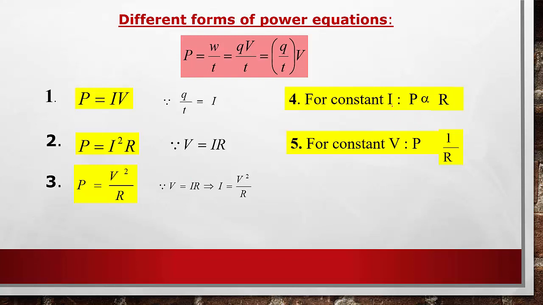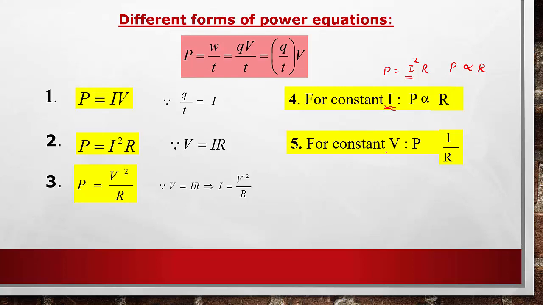Suppose the current is constant. For constant current, P is directly proportional to R. What does it mean? Electrical power is directly proportional to resistance only when the electric current is constant, because you can observe in equation 2, P equal to I square R. Here I is constant, so P is directly proportional to R, right?